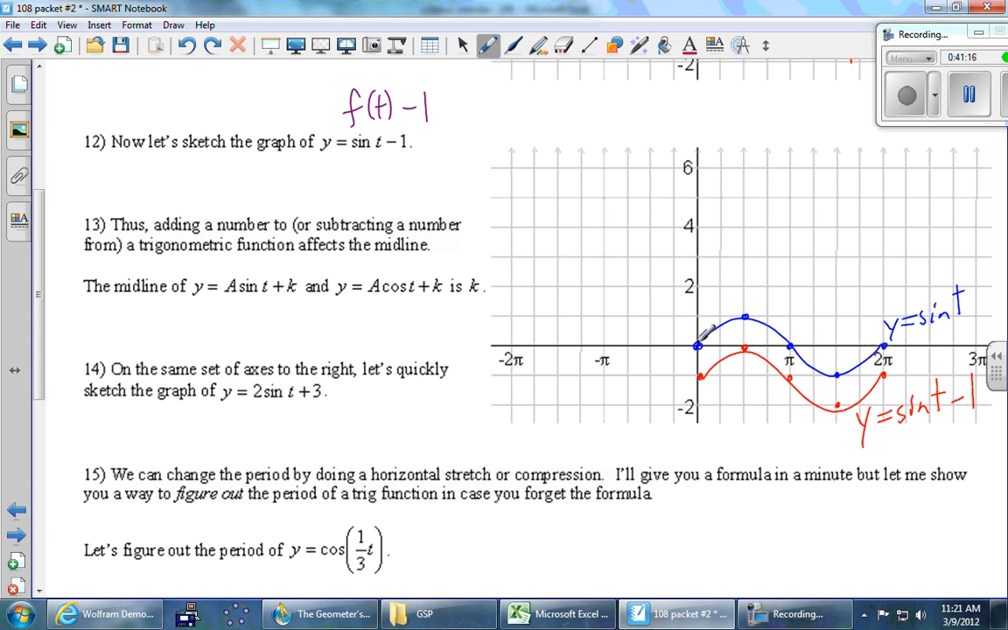Let's pause for 1 second. What is the midline of the blue graph? It's at y equals 0, the x-axis. What's the midline of the red graph? It's at y equals -1. And it is no coincidence that that is a subtract 1 there. You move the whole graph down 1, including the midline. So whatever you move at the end, that's going to be your new midline. Go ahead, Sam.